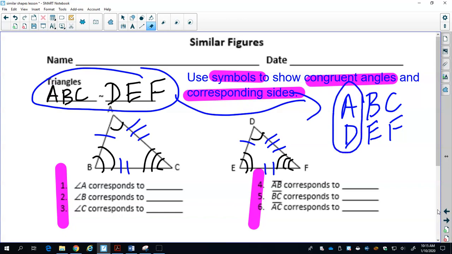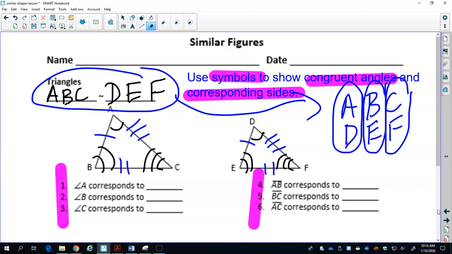D, B goes with E, and C goes with F. So when they're turned in different directions, sometimes it's hard to tell which angles go with which or which sides go with which, but you can use the letters that they give you in the example to figure it out. Same thing with the side length.